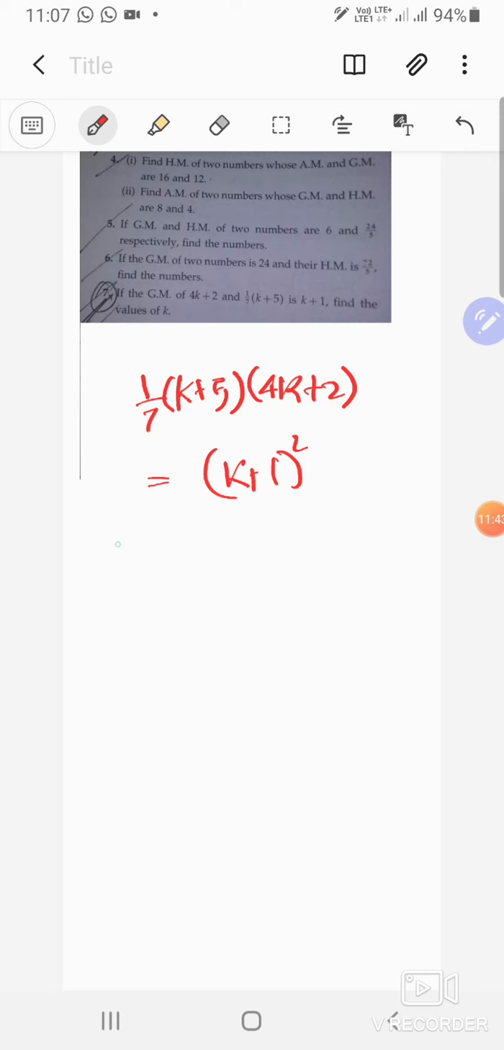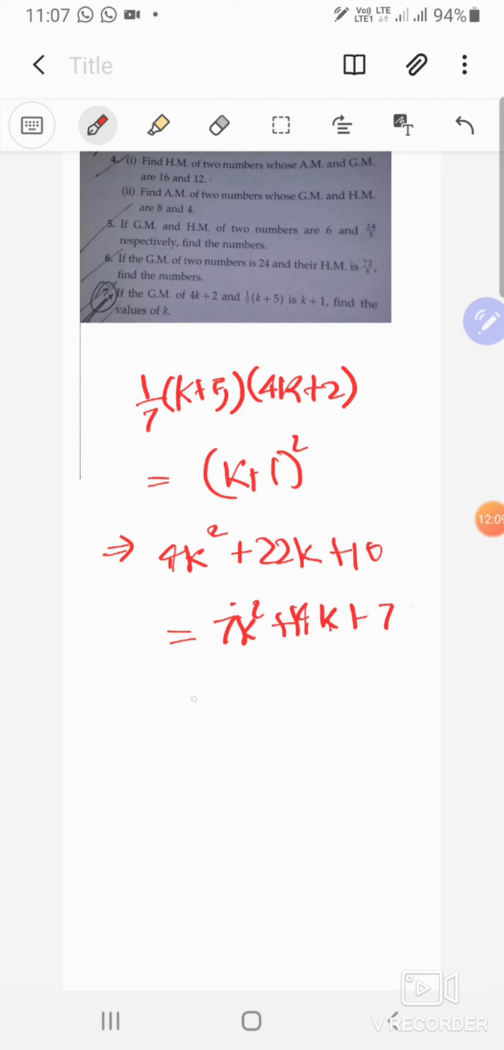Okay, yeah, that should work. So that gives me, what is this? You got 4k squared plus, so 5 into 4 like 20, and then you got this 2, so 22k plus 10 has to be equal to 7 times k plus 1 squared, which is like 7k squared plus 14k plus 7, I guess, right? So that will give me like 3k squared minus 8k, then minus 3 has to be equal to 0, something like that.